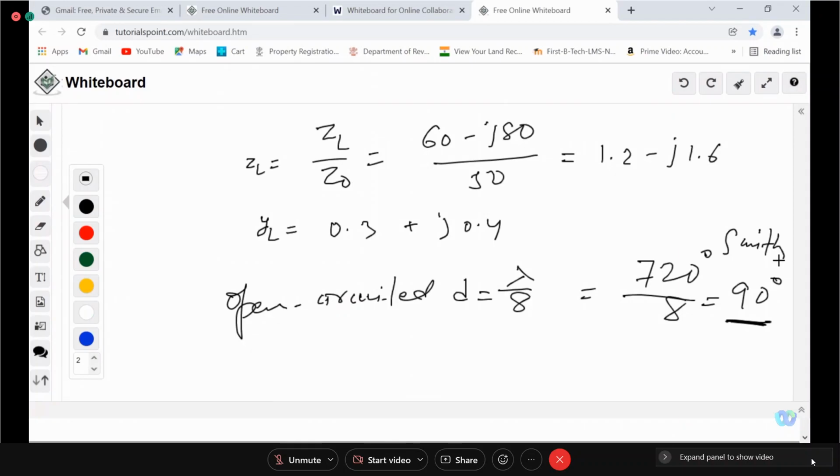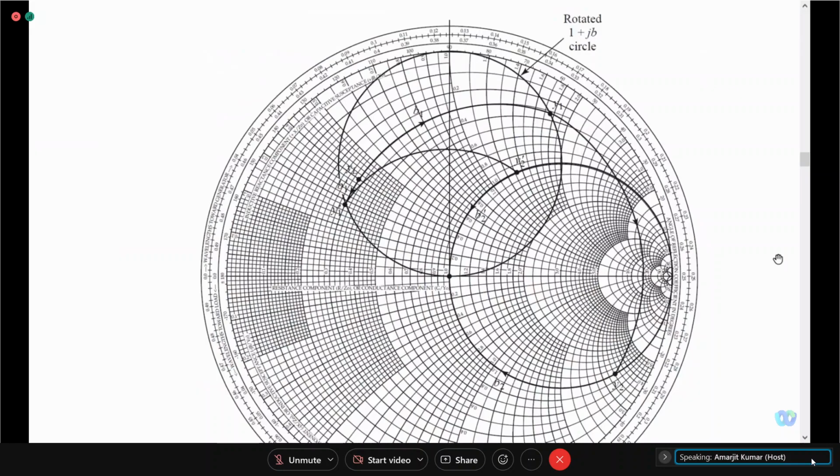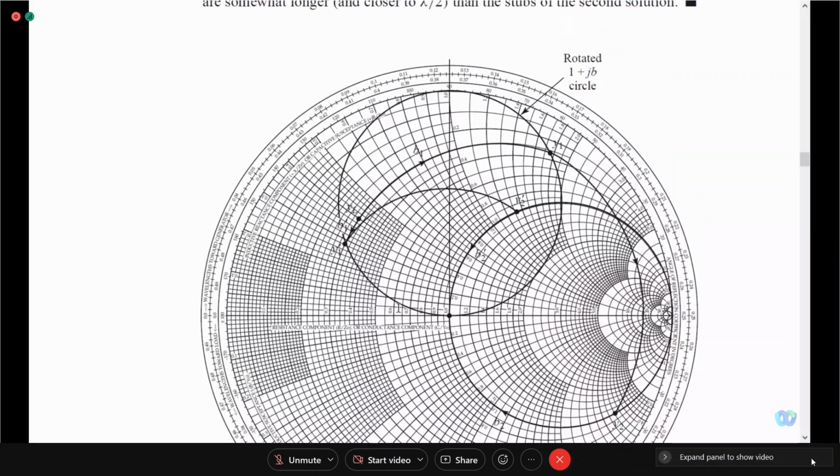Now come to the Smith chart. Where is the rotated 1 plus jB circle that you are doing? 90 degree rotation we need. This is the 1 plus jB circle. Rotate 90 degrees. Here we have the rotated 1 plus jB circle, and YL is here.